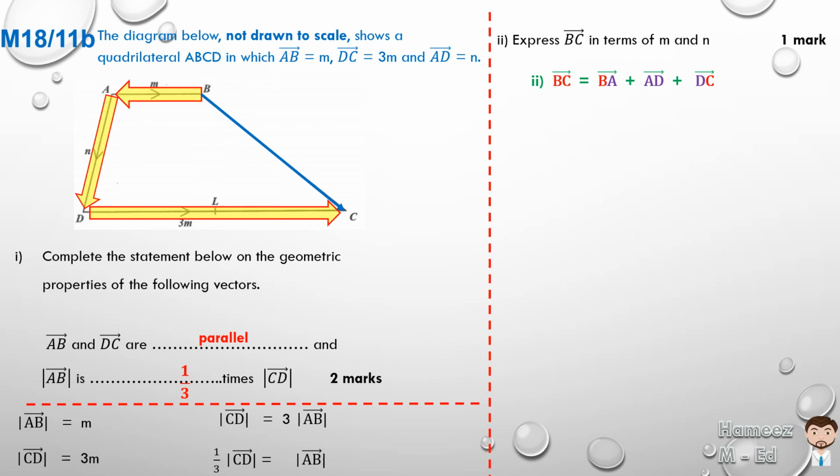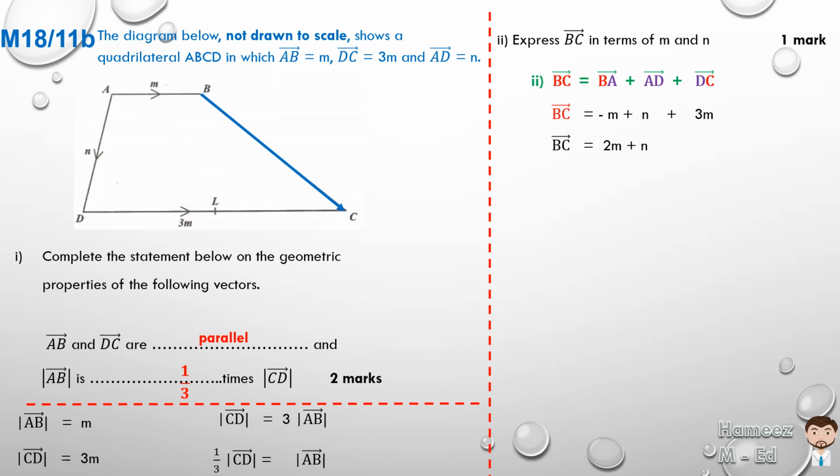Now what is BA? BA is M in the opposite direction. So that's minus M plus AD, which is N, plus DC, which is 3M. And it now becomes an algebraic expression and we can simplify it. So 3M minus M is 2M plus N. That's BC.